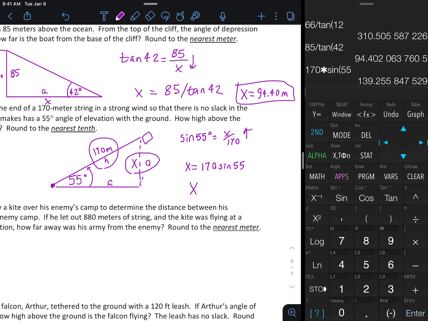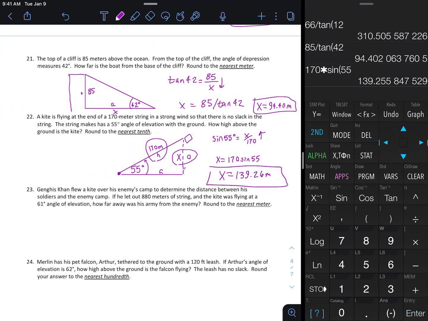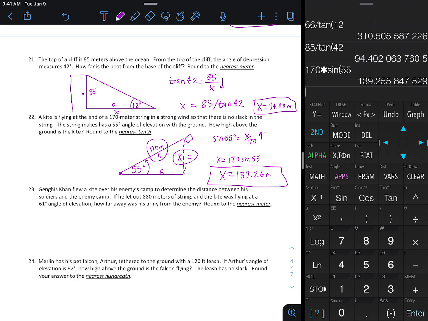Okay, so that's about 139.26, and that was in meters again. So that's good. And notice your hypotenuse of 170 was longer than the 139, which does make sense in the context of the problem.